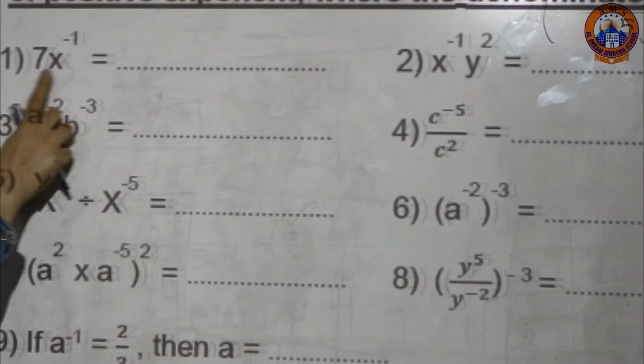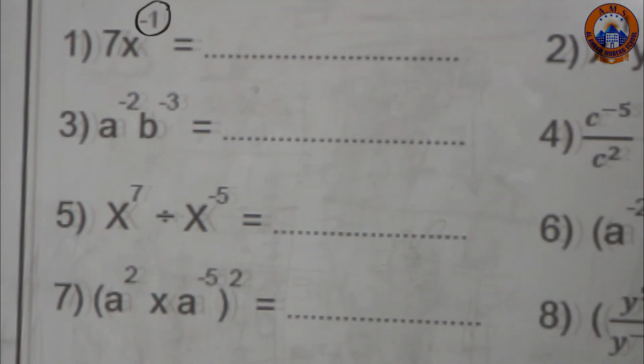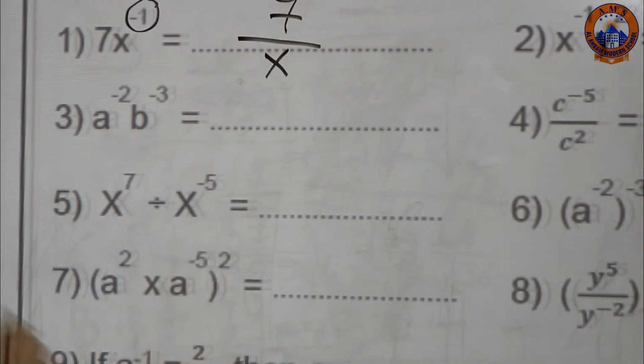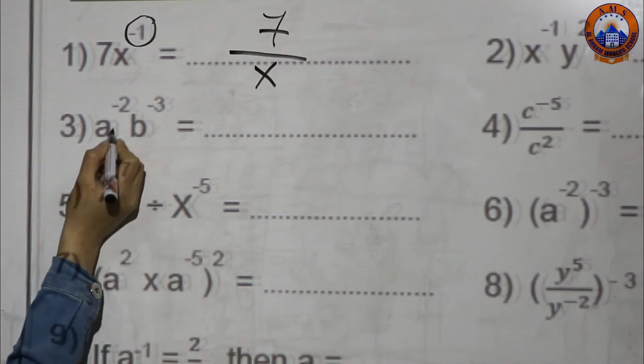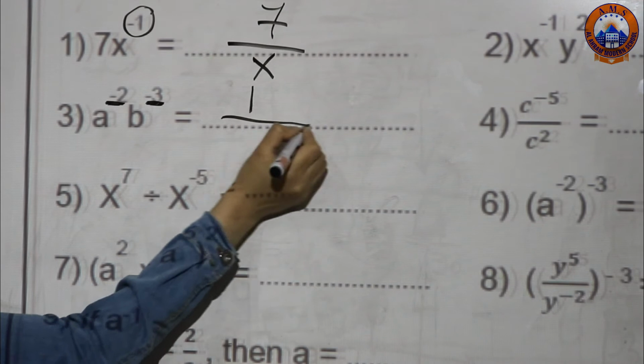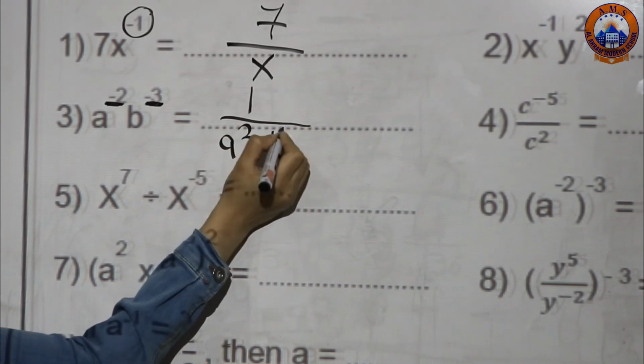Exercise 4, 7x to the power negative 1. Our target is to make the negative power positive, so put it down. It will be 7 over x. A to the power negative 2, b to the power negative 3. I have to put them down, so it will be a to the power 2, b to the power 3.